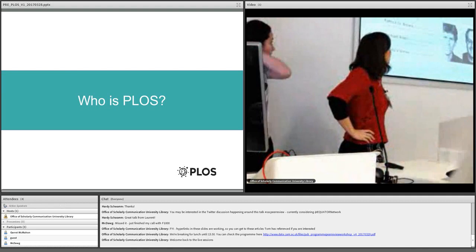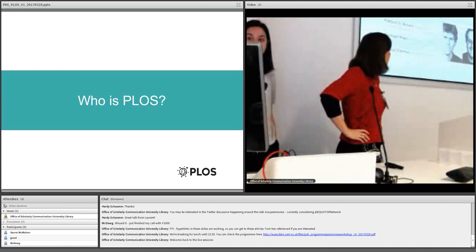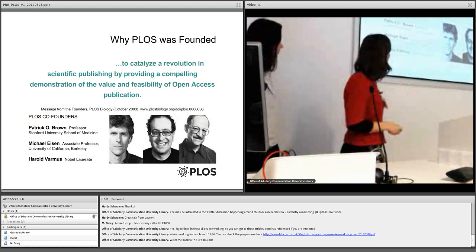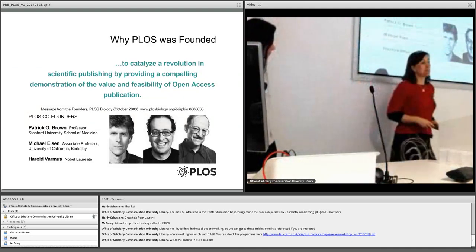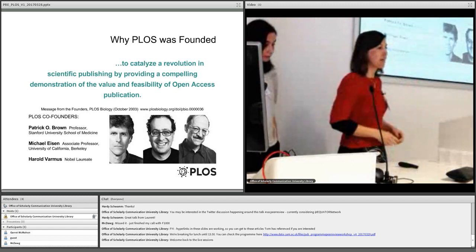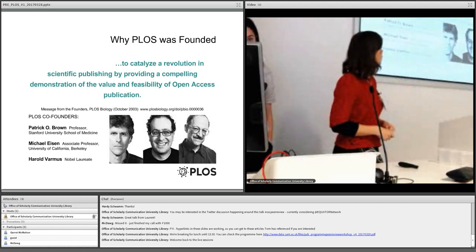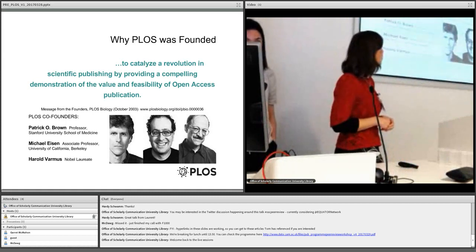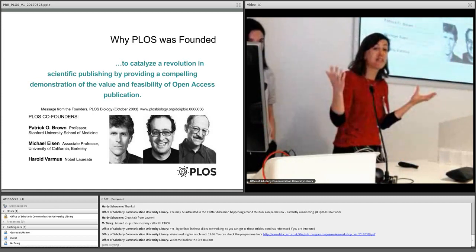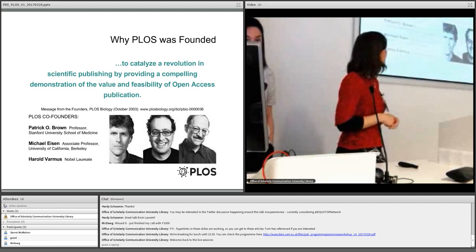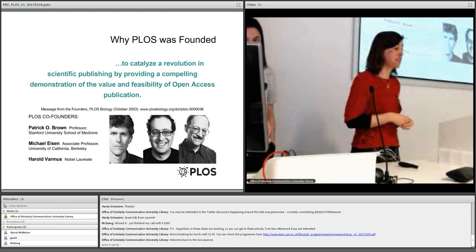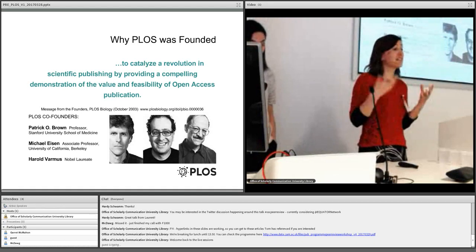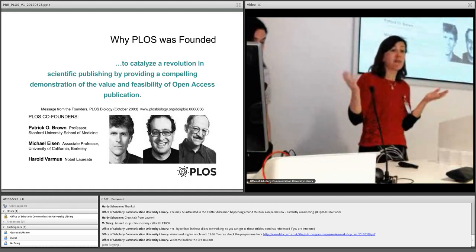So PLOS was the result mainly of Pat Brown. Pat Brown had a lab at Stanford, and he was, I don't know if you know, one of the inventors of microarrays. And of course, he produced a huge amount of data. When he was publishing his research in Nature, Cell or Science, he was very frustrated because he had all this data and it was never available to the public.